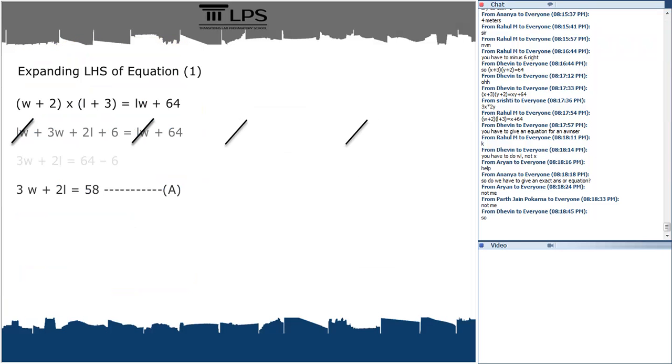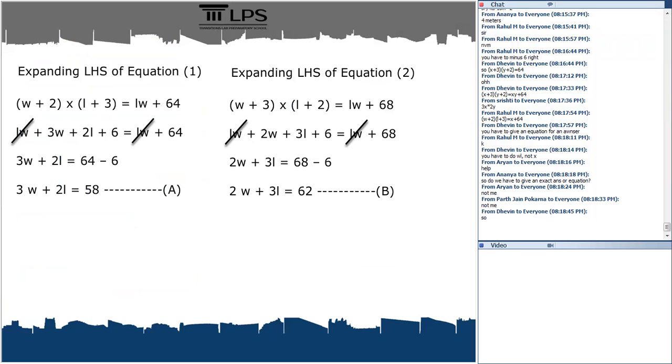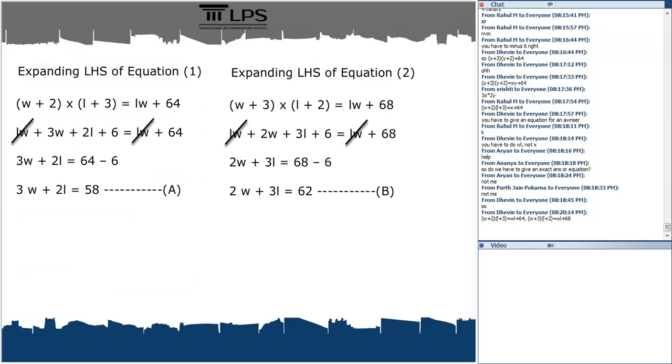Expanding the left hand side, I will get this. So now I have opened the bracket. And what I get is an equation which is 3W plus 2L is equal to 58. Same way, expanding the left hand side of equation 2, I will get another piece of information, which is 2W plus 3L, which is equal to 62. Solve these equations simultaneously, and what you will get is W is 10 and L is 14.